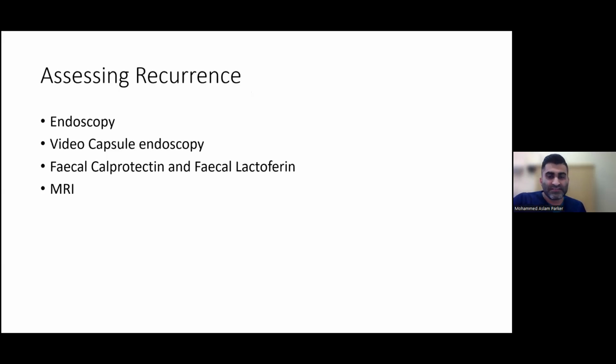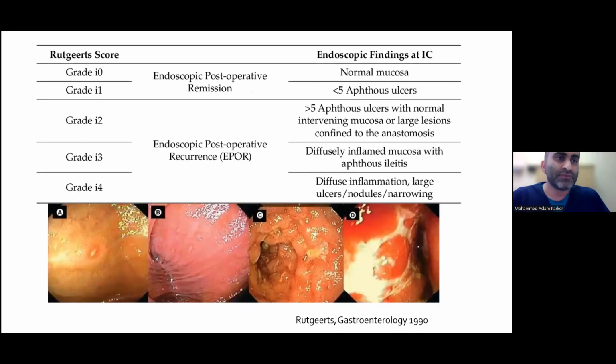In terms of assessing recurrence, we have various modalities, invasive and non-invasive, which I'll go through in the slides to follow. So the gold standard for assessing recurrence of Crohn's disease remains endoscopy. Endoscopically, we have a scoring system described by Paul Rutgeerts, which is called the Rutgeerts endoscopic recurrence score. Essentially, one does endoscopy to the neo-terminal ileum.